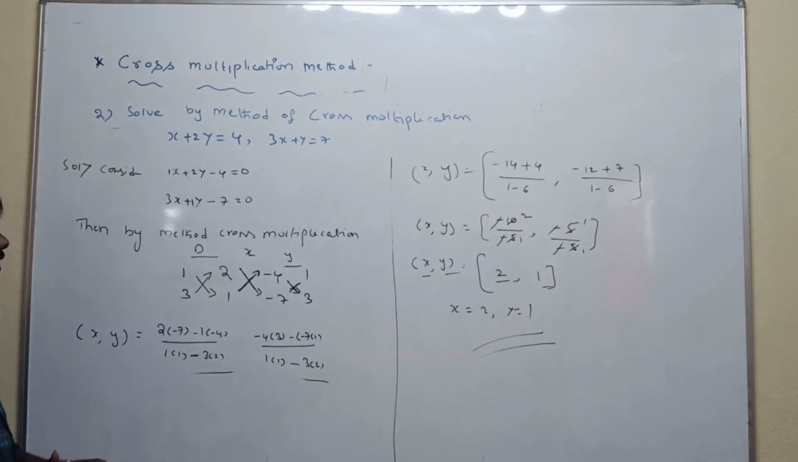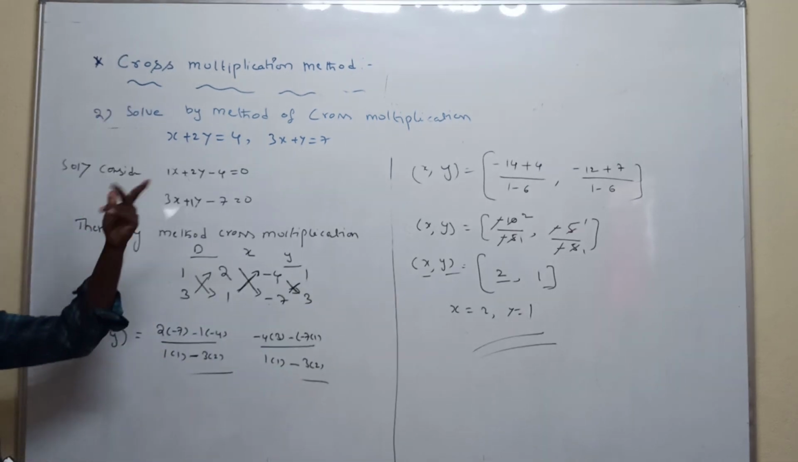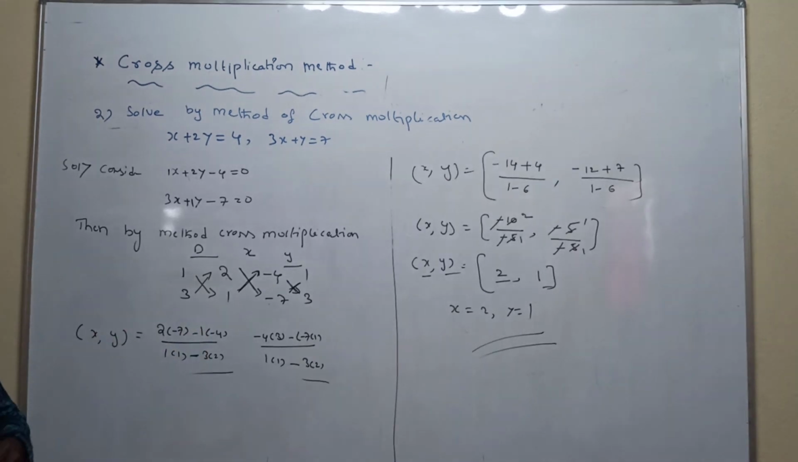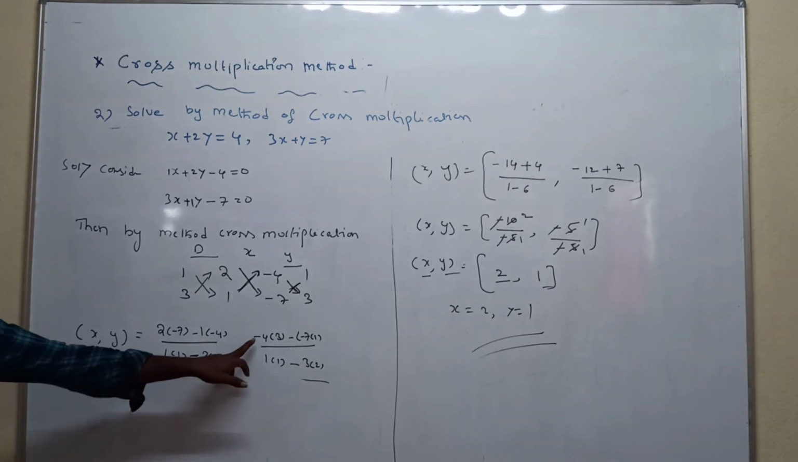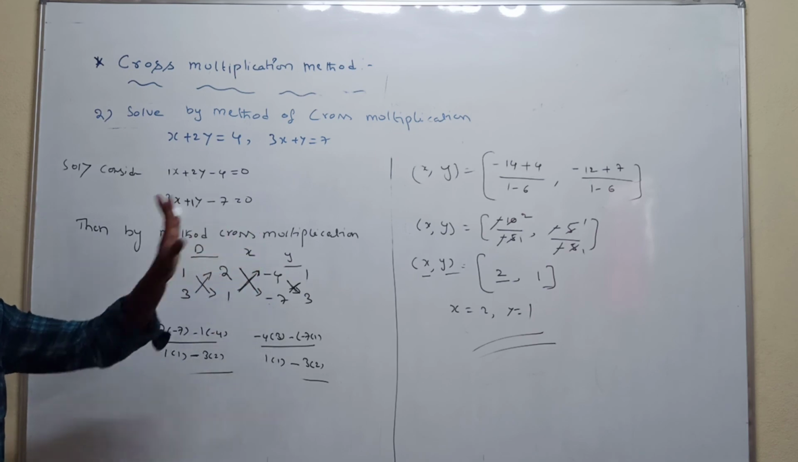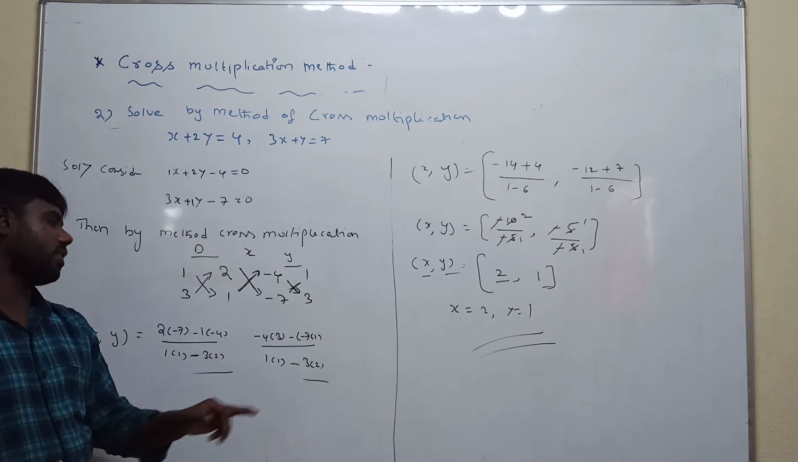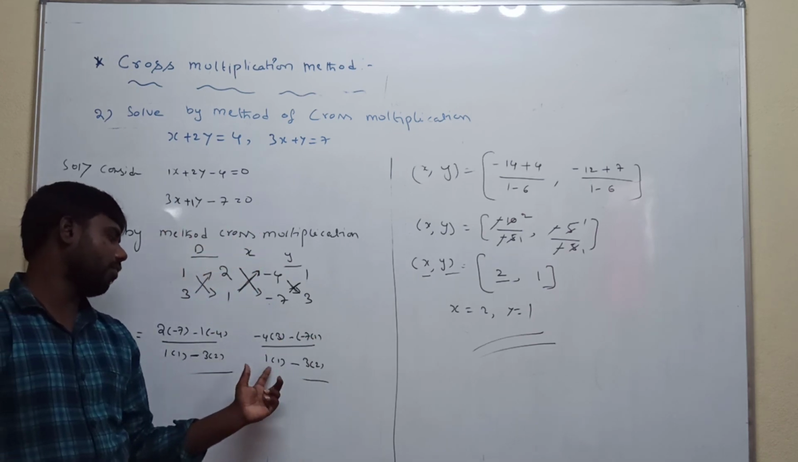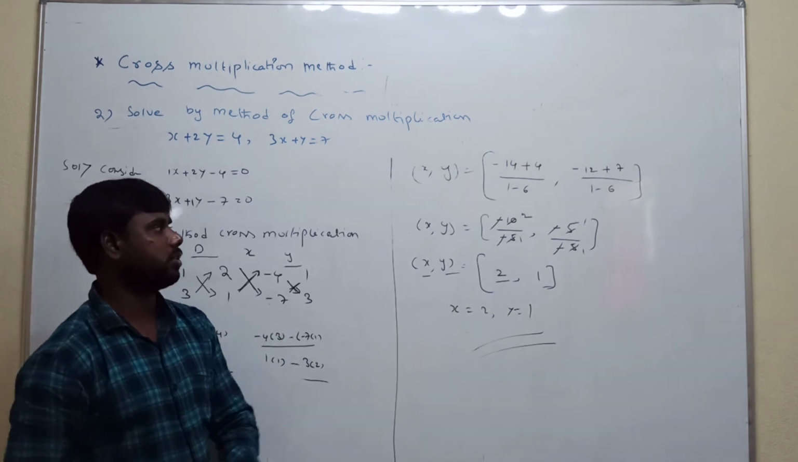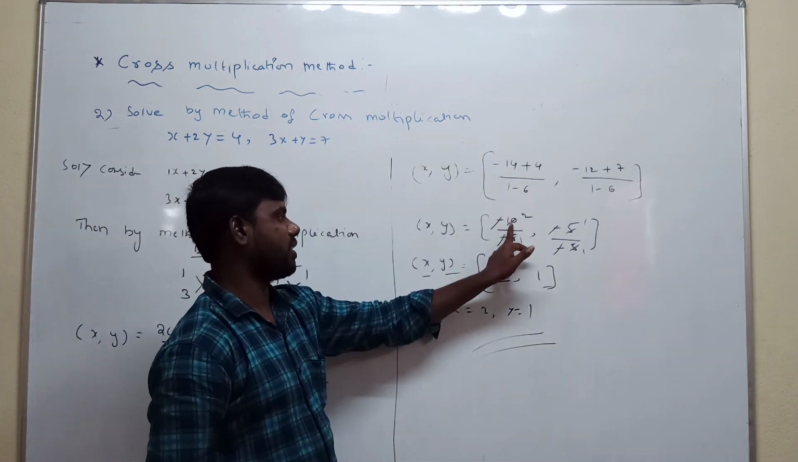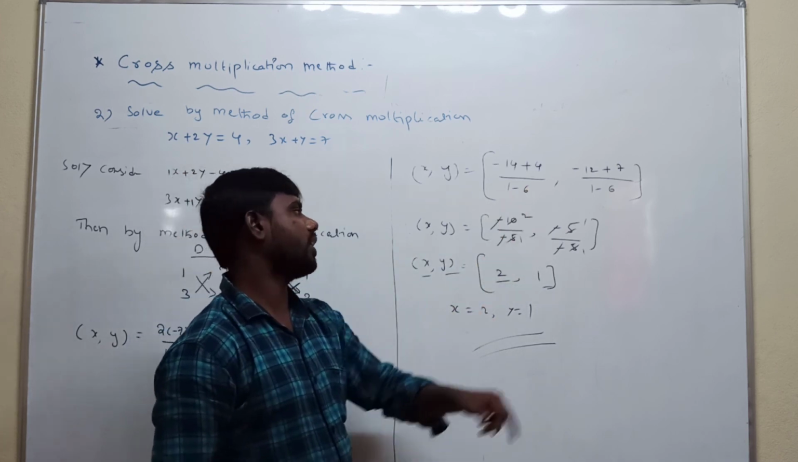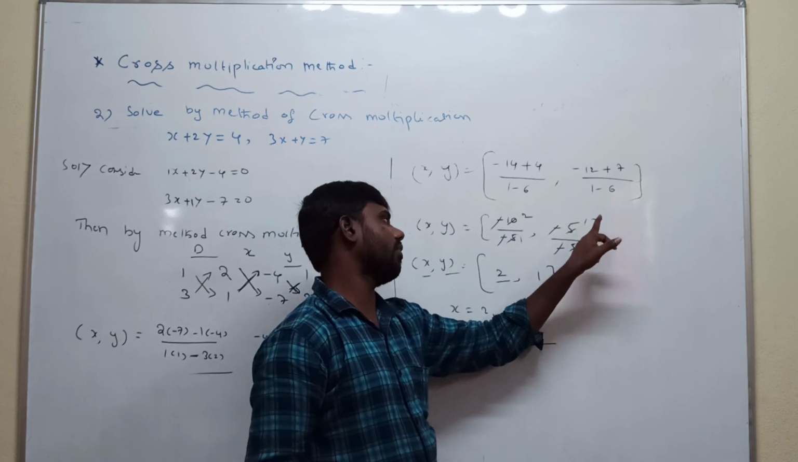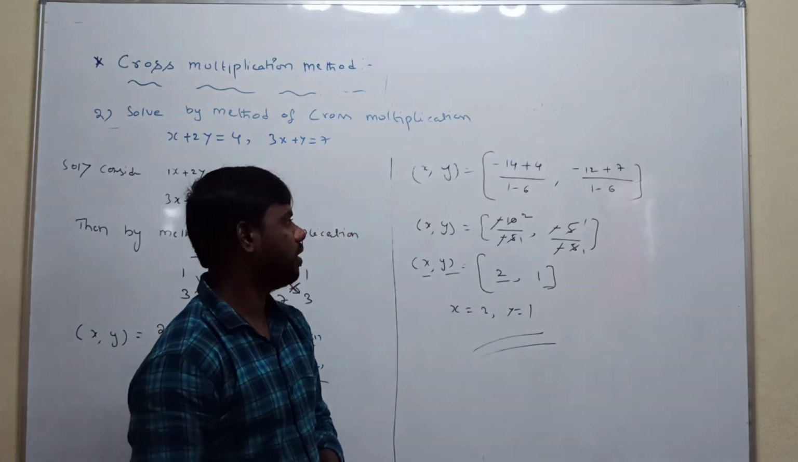Next, simplification. Plus into minus is minus, 2 sevens are 14. Minus into minus is plus, 1 into 4 is 4. Divided by 1 into 1, 1 minus 3 twos are 6. Next one: minus into plus is minus, 4 threes are 12. Minus into minus is plus, 7 into 1 is 7. Divided by 1 into 1, 1 minus 3 twos are 6. Minus 14 plus 4 is minus 10, divided by 1 minus 6, which is minus 5. Next, minus 12 plus 7 is minus 5, divided by 1 minus 6, which is minus 5.